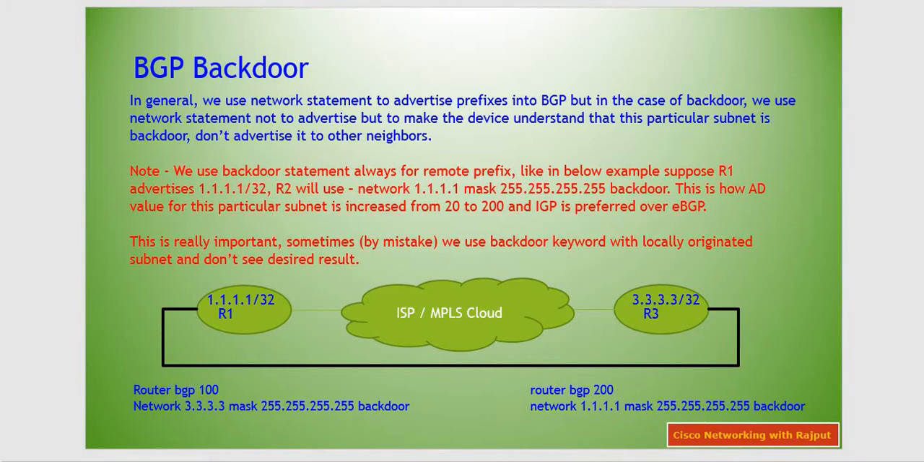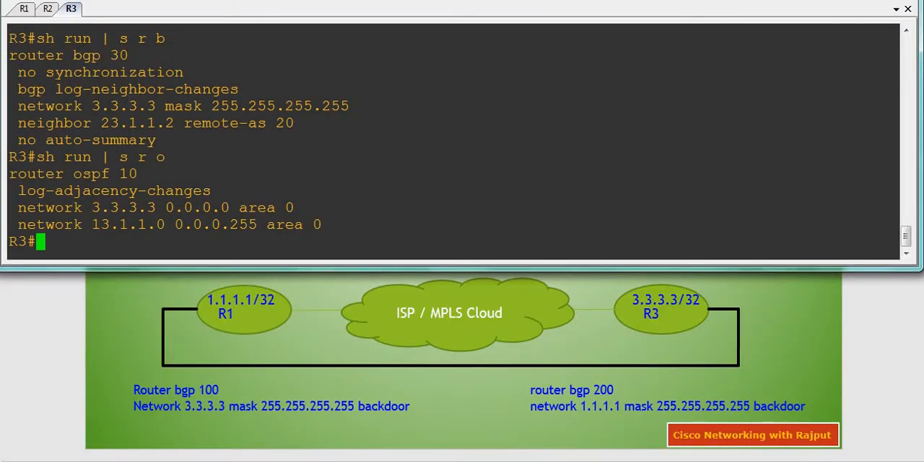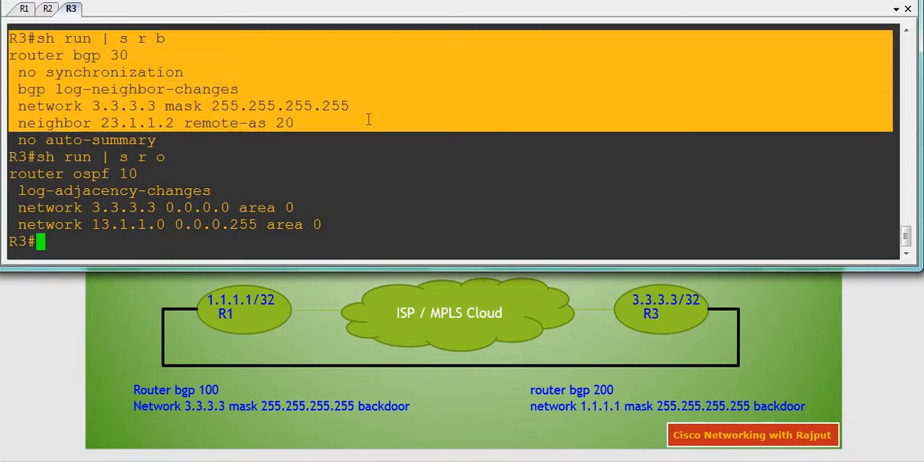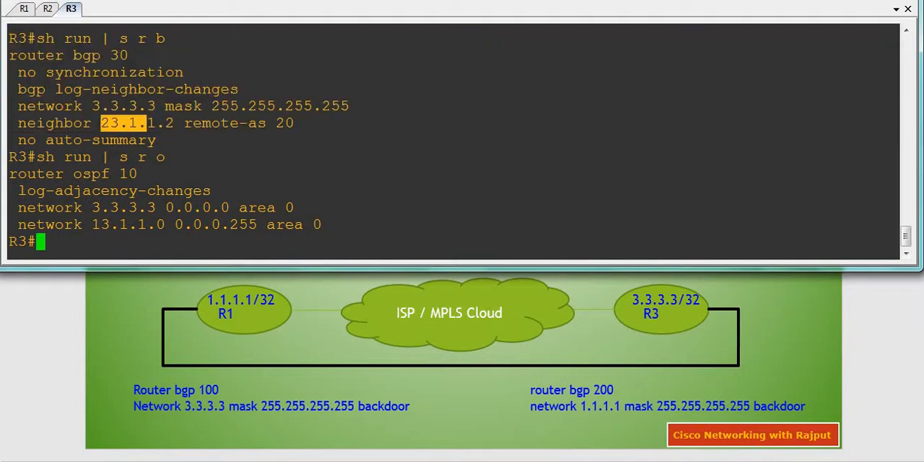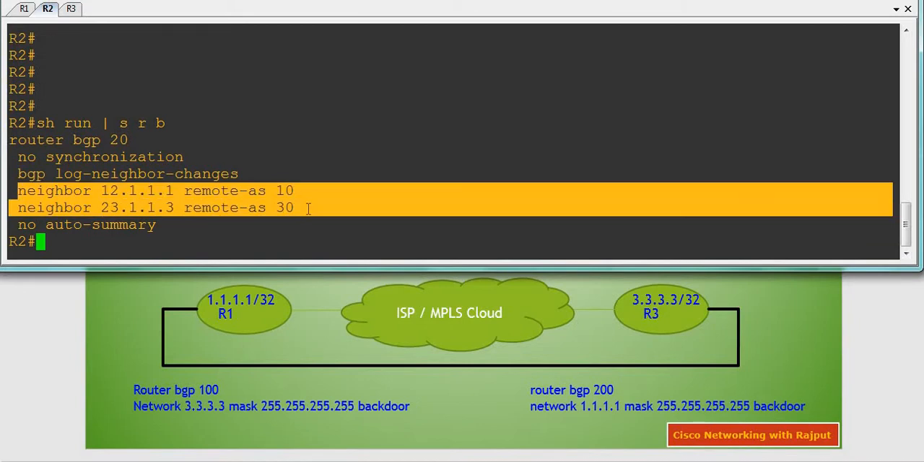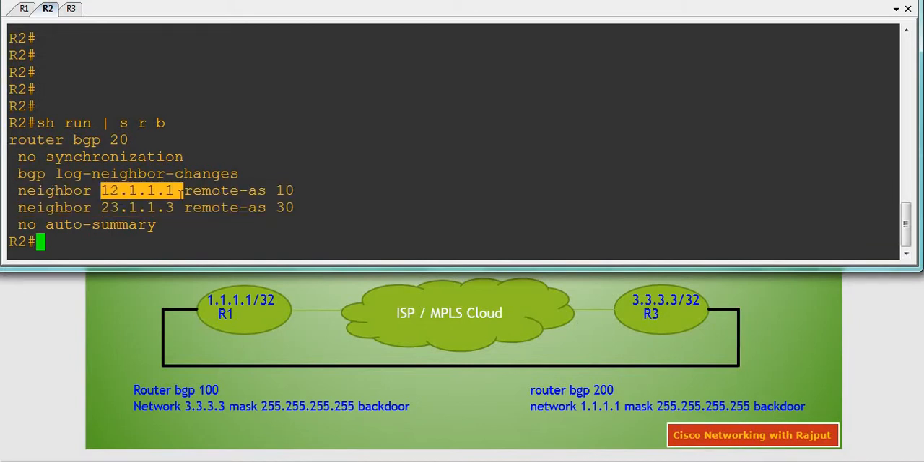So let us go to live devices. On router 3, we have BGP configured, and the only things we have are the neighbor statement 23.1.1.2, remote AS 20, which is router 2 over here, and the network statement 3.3.3.3 mask /32. On router 2, we have direct connectivity to router 1 and router 3, and eBGP is configured for router 1. This is for router 1 and this is for router 3.